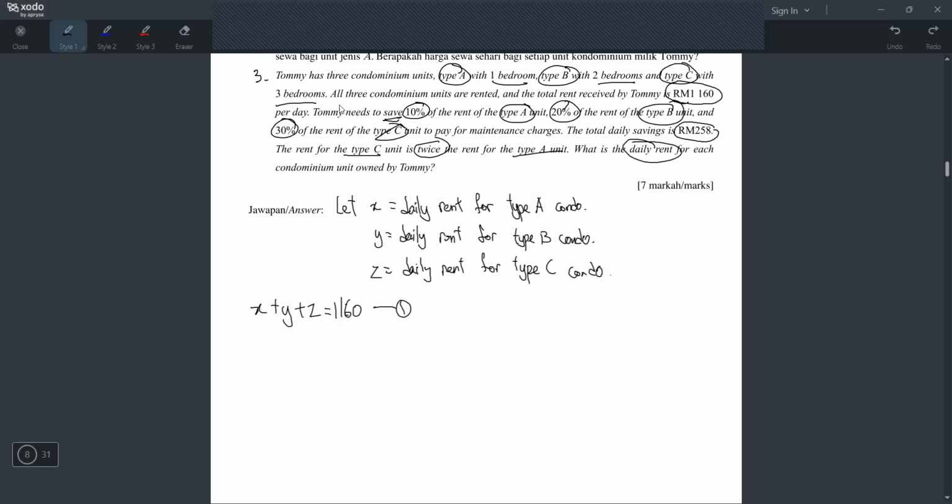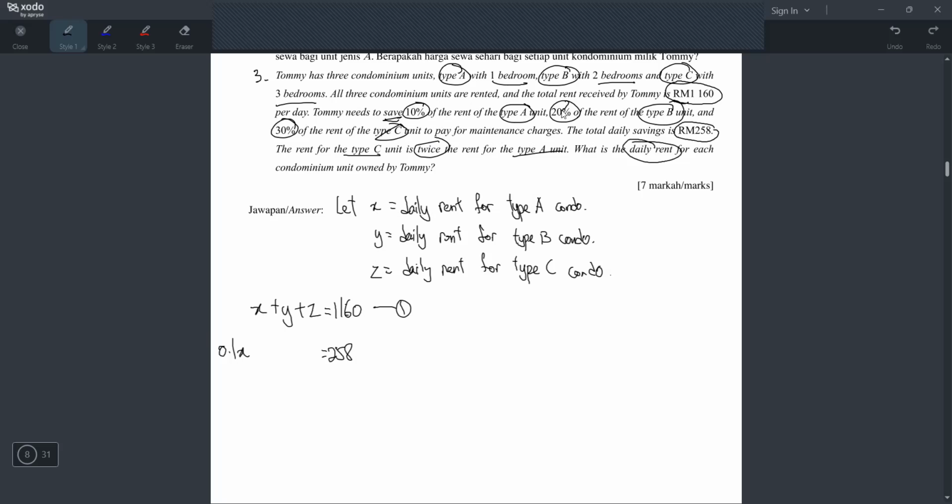Let's keep reading. Tommy needs to save 10% of type A, 20% of type B, and 30% of the rent of C to pay for maintenance charge, and the total saving is 258. So 258 is in RM. And let me tell you, XYZ is also RM, because XYZ is also the daily rent. So how much did he save from type A unit? He will save 10% from the type A unit. 10% from type A means 10 over 100 times X, which is 0.1X. Because 10% means 10 divided by 100, which is 0.1.